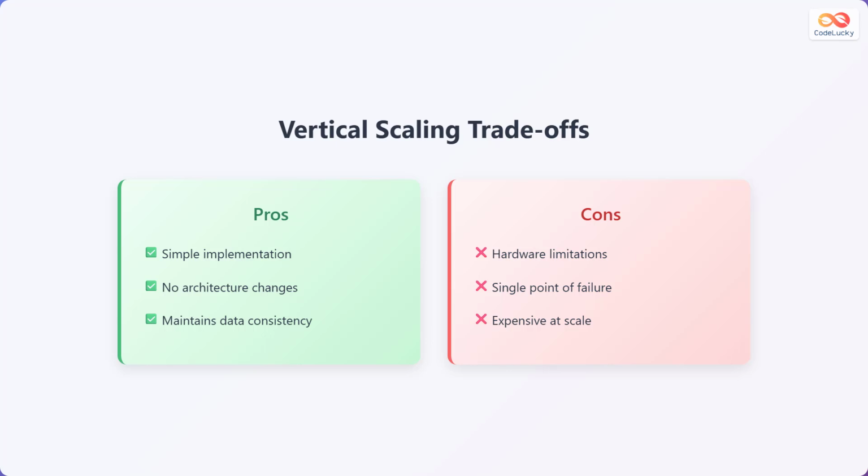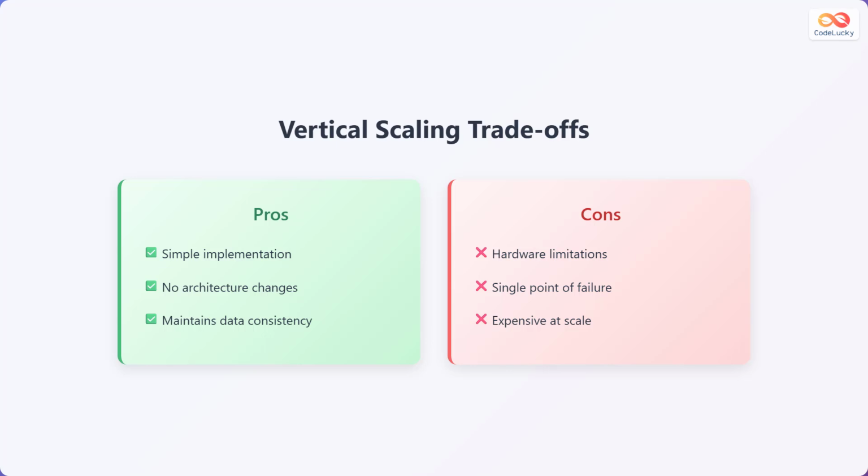Let's discuss the trade-offs of vertical scaling. On the pro side, vertical scaling offers simple implementation, as it typically involves upgrading existing hardware components. It doesn't require major architectural changes to the application or system. And it also maintains data consistency because all operations still occur on a single machine.